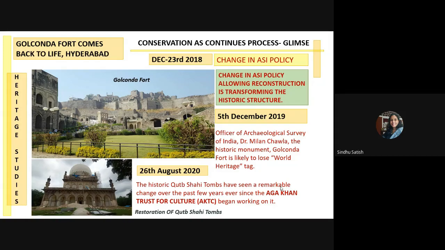There has been remarkable change in the last few years since the time when this AKTC trust took up the work of restoration in this historic Qutub Shahi tombs. There are about 80 structures in that royal necropolis, and most of them are being restored to their lost glory by now. The interpretation center is also planned, and I think the building is currently going on.